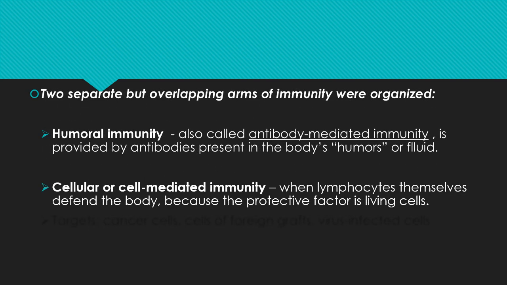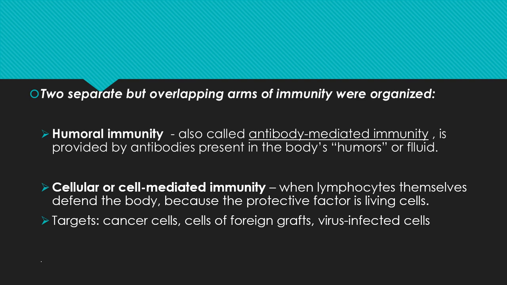The two separate but overlapping arms of immunity are organized: we have humoral immunity, also called antibody-mediated immunity, which is provided by antibodies present in the body's humors or fluid. Cellular or cell-mediated immunity is when lymphocytes themselves defend the body because the protective factor is living cells. So the targets are, of course, the cancer cells, cells of foreign grafts, and virus.